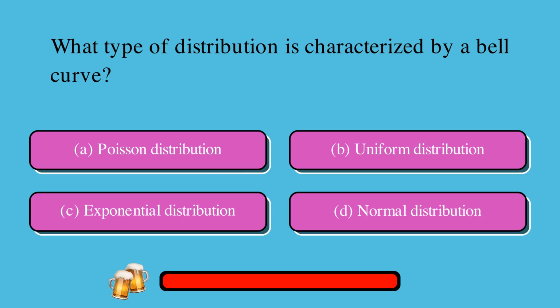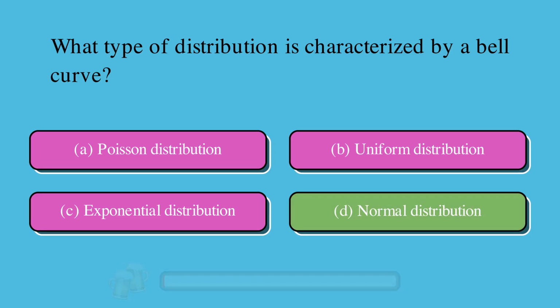What type of distribution is characterized by a bell curve? A, Poisson distribution, or B, uniform distribution, or C, exponential distribution, or D, normal distribution. The correct answer is D, normal distribution.